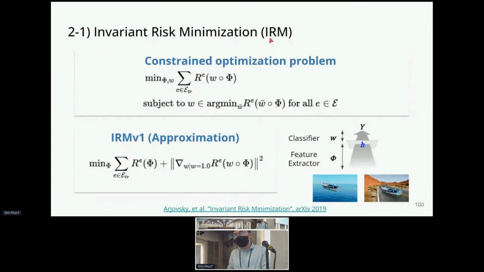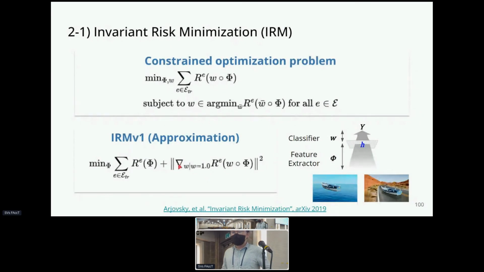In short, the IRM introduced that kind of constrained optimization problem, and as you can see, it's not trivial to solve. There are multiple optimization loops. So there is an approximated version, the IRM V1. This is the final objective function for the IRM. IRM V1, the approximated version of the IRM, also has two components. The first component is the traditional training loss for each environment. And the second one is the regularization loss.